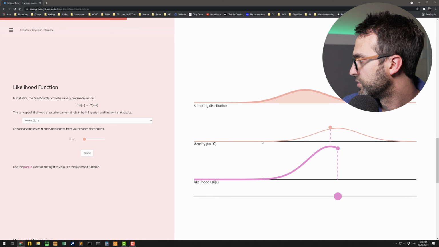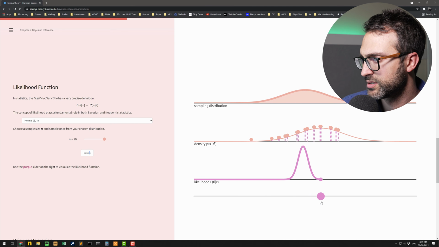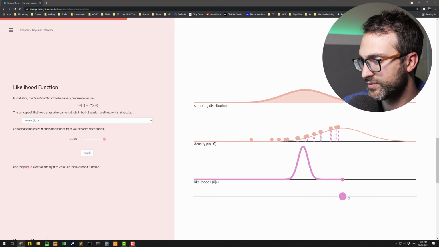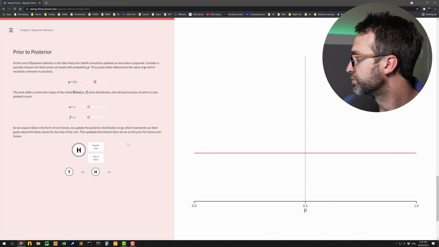What if we do loads? Sample loads. Okay, that's my density. Where does my maximum likelihood sit? That's like my average. Beautiful. Now this is really nice. That's my likelihood function, so essentially we want to maximize it around there. Amazing. Prior to posterior. All right.